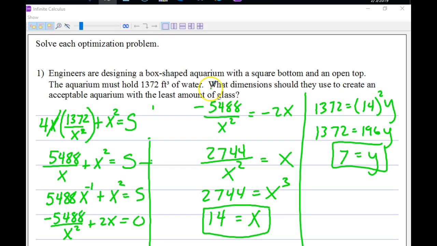And they are asking about the dimensions. They're not asking for the actual surface area, so we can just leave it as x and y. All right, so there's that one.